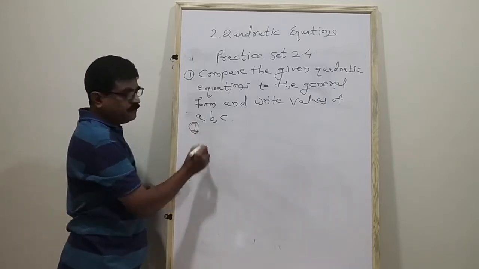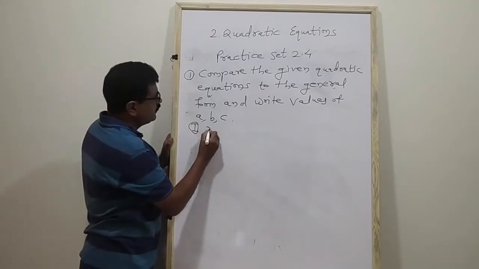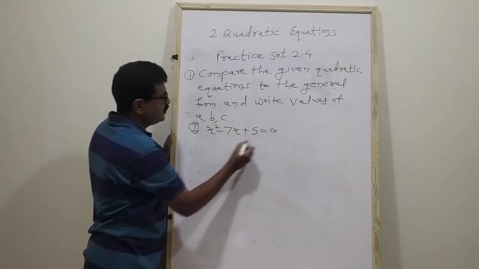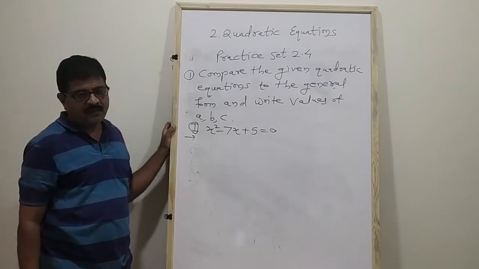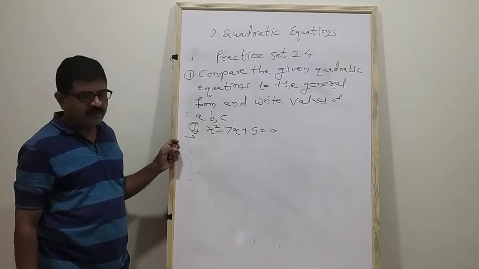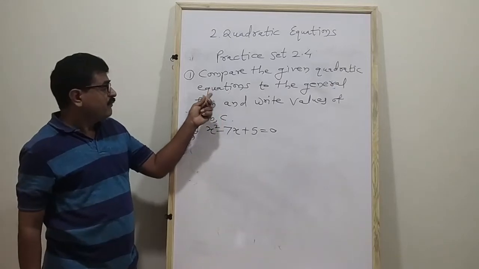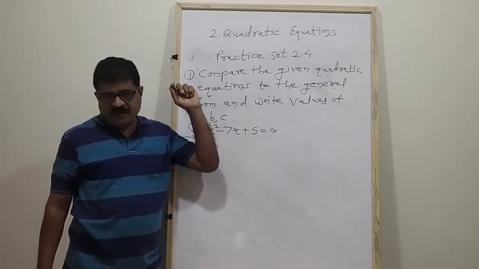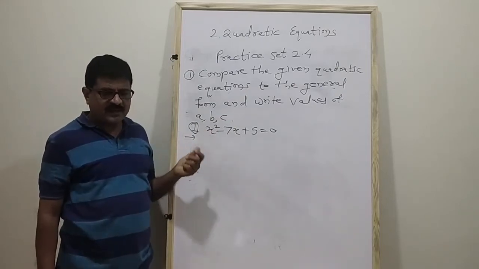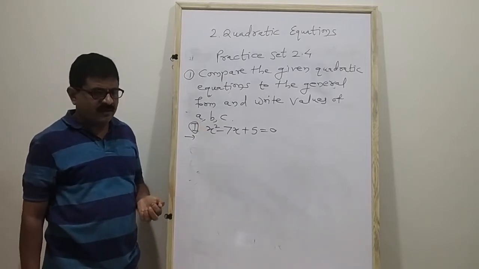Now first example, x square minus 7x plus 5 is equal to 0. Now comparing, we have to compare this equation with the general form of a quadratic equation. Now we know that what is the general form of a quadratic equation? ax square plus bx plus c is equal to 0. This is the general form of a quadratic equation.